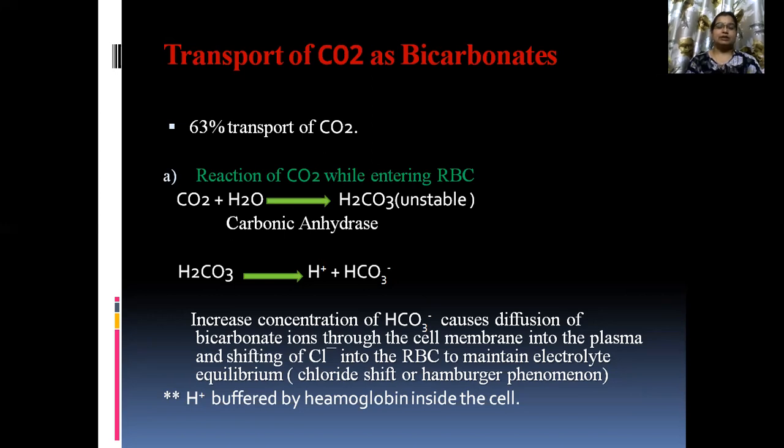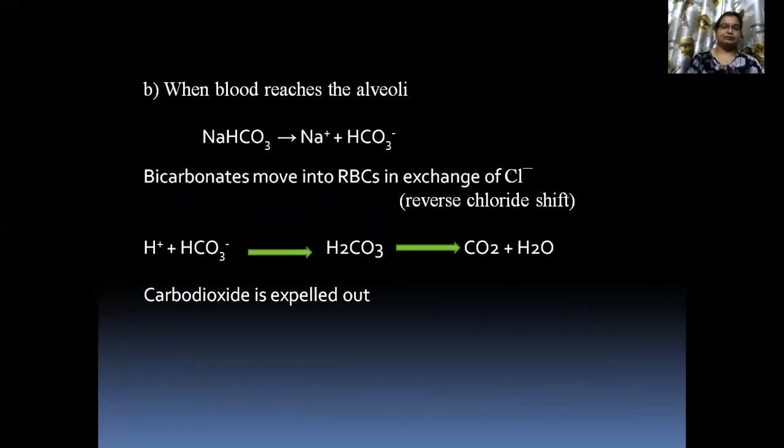And H plus ion, which arises from carbonic acid, is buffered by hemoglobin inside the cell. As we know, hemoglobin is a buffer in our blood. The second process occurs when blood reaches the alveoli. Sodium bicarbonate, which is traveling in blood, is divided into sodium ion and bicarbonate ion. Bicarbonate ion moves into RBC in exchange for chloride ion. It is called reverse chloride shift.